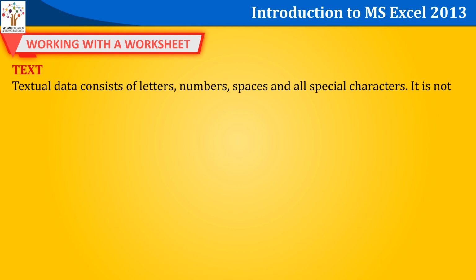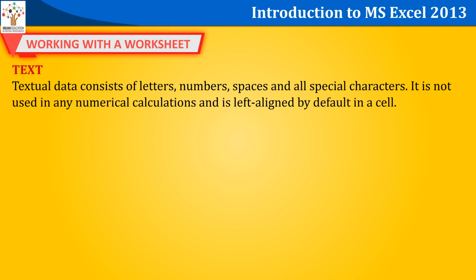Text. Textual data consists of letters, numbers, spaces, and all special characters. It is not used in any numerical calculations and is left-aligned by default in a cell. Examples: ABC, 56, 678, hash.